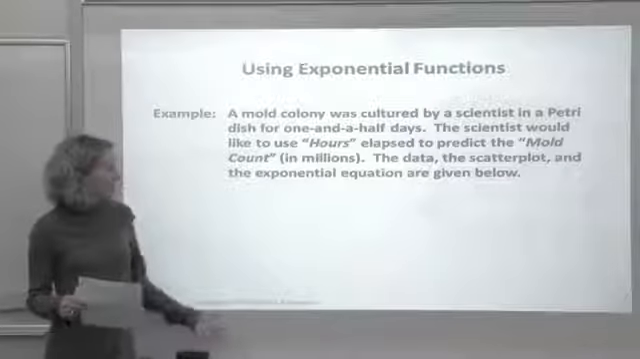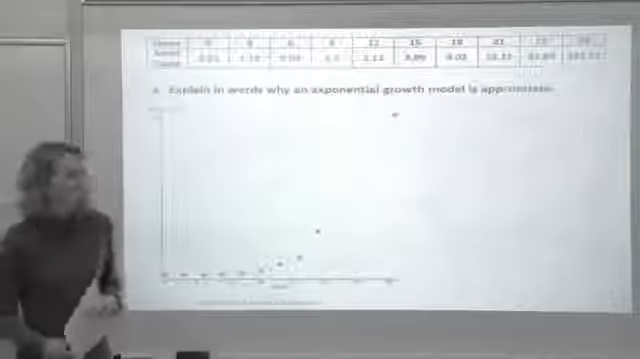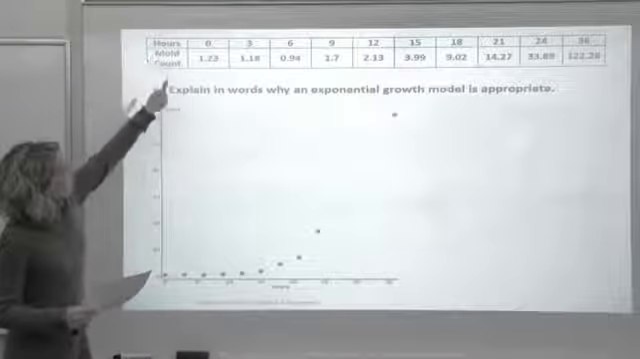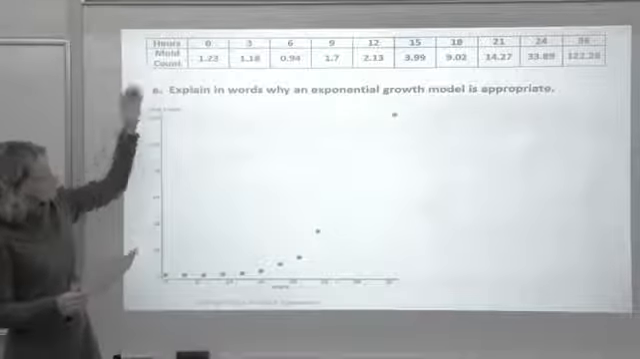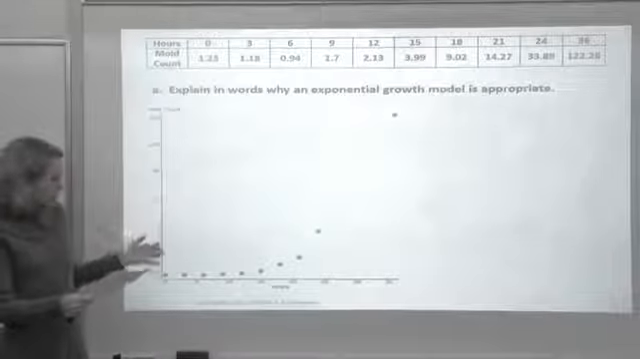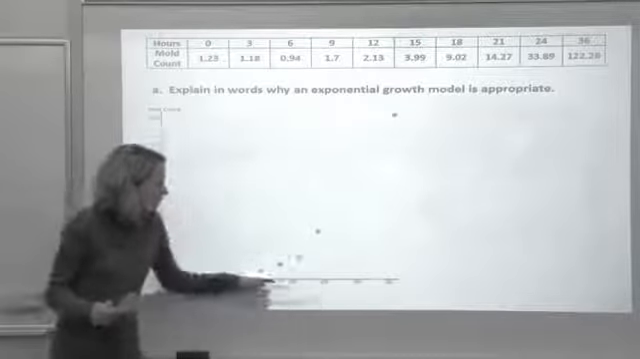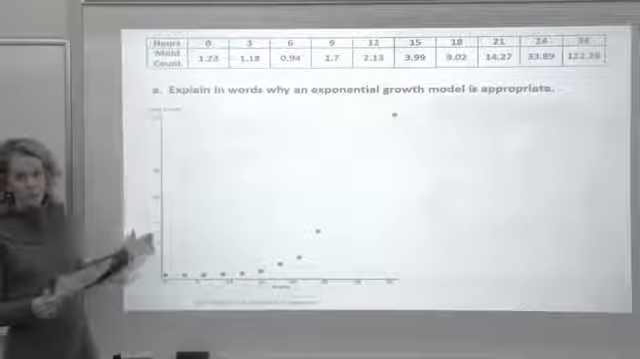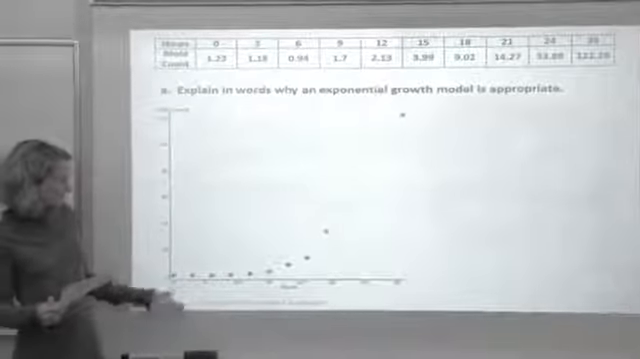The data, the scatter plot, and the exponential equation are given in your notes. So here are the data. We see how many hours have elapsed, and then we see the mold count. Again, that was in millions. We're going to see if we can use the number of hours to help explain the amount of mold in that petri dish. So you have your scatter plot.